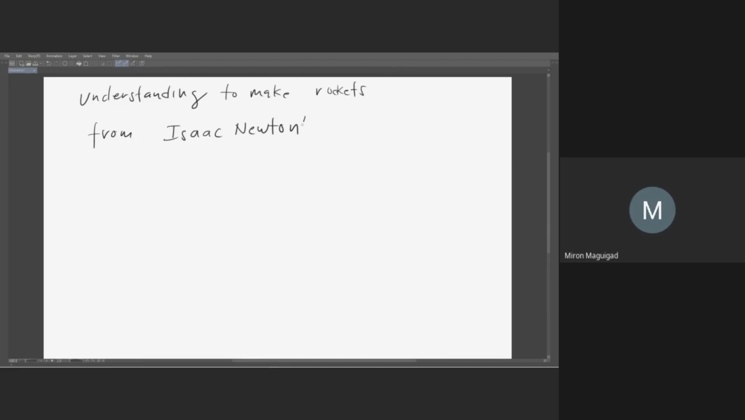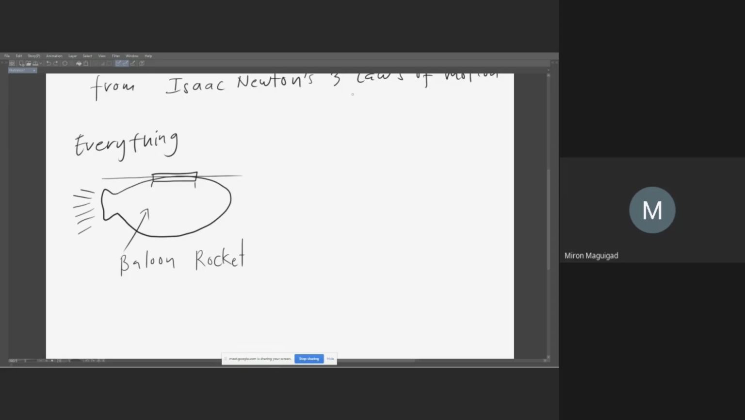From Isaac Newton's three laws of motion. It is important for engineers to understand Newton's laws, because they not only describe how rockets work, they also explain how everything that moves or is at rest works. So the first question is, which of Newton's three laws of motion applies to the flight of the rocket?